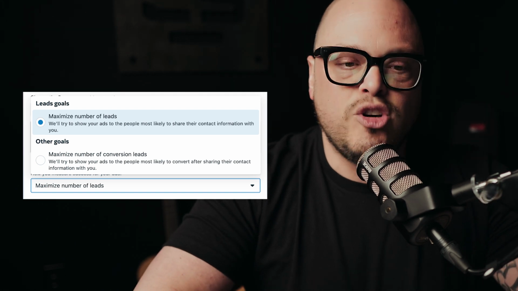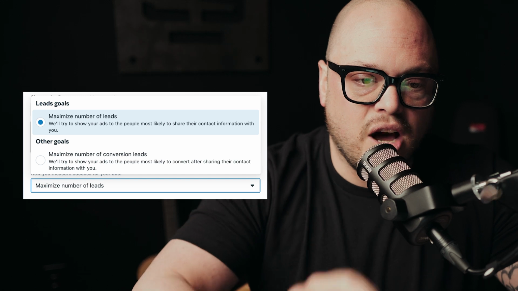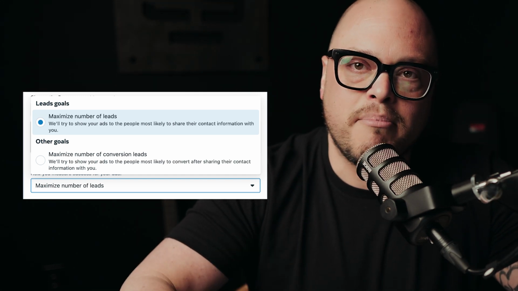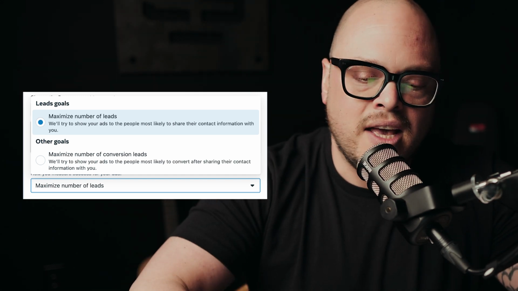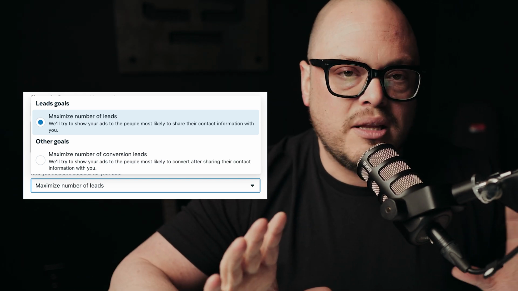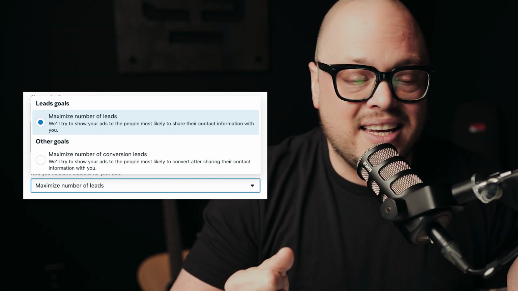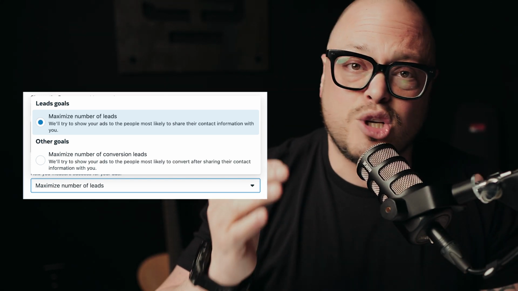Under lead goals, there's 2 options: maximize number of leads, and under other goals, maximize number of conversion leads. The difference is with the first one, Meta is going to basically push this out to people that are most likely to fill out your form. And this doesn't mean that they're the highest quality of lead. Oftentimes, these are the leads that fill out a form and you never hear back from. They just ghost you. And if you do hear from them, they sign up and then never show up to your practice.